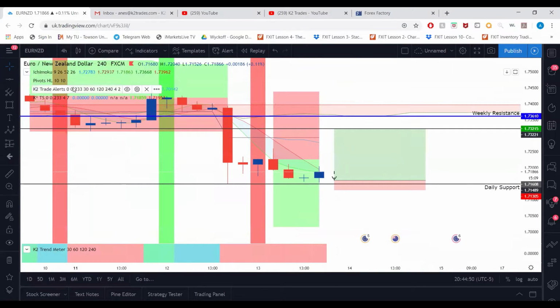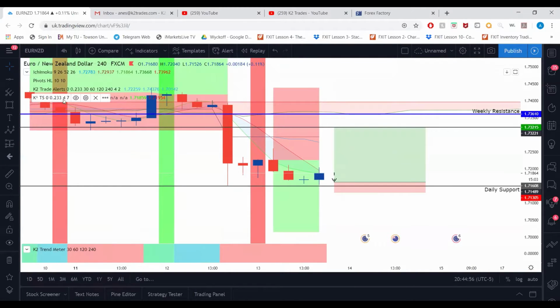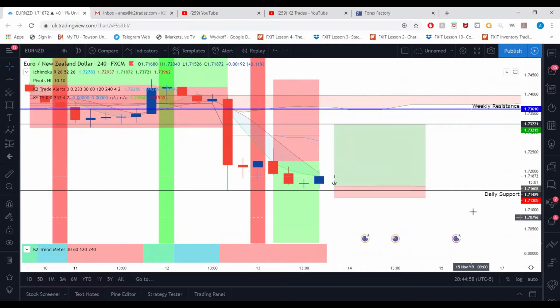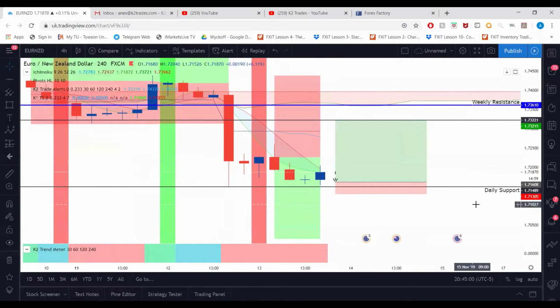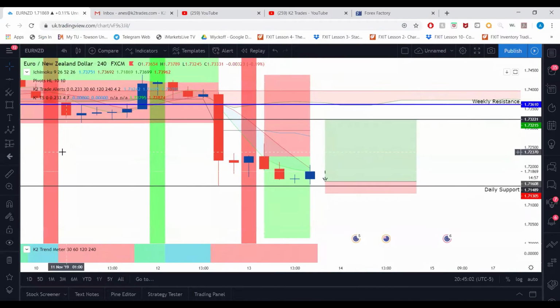The Ichimoku pivots, trade alert, and K2 in itself. So for EN, this was requested by, sorry. Oh, it was requested by you, sorry.